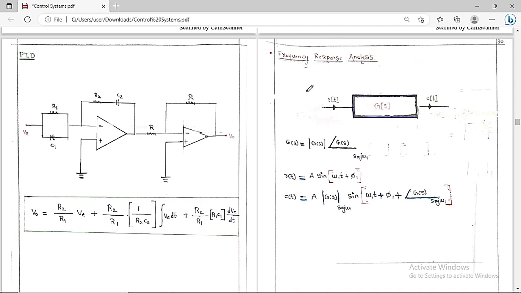If you give the input as a sine or cos, what is the nature of the output C of t? Sine remains sine, cos remains cos. Only their magnitudes and phase angles are changed. Everything else is the same, like the frequency. Sine means sine, cos means cos. So this is about the frequency response analysis.